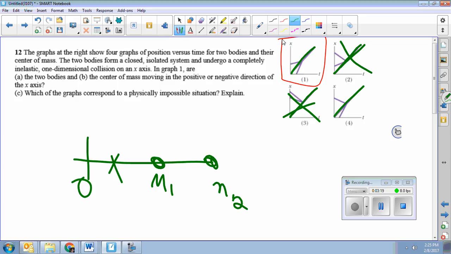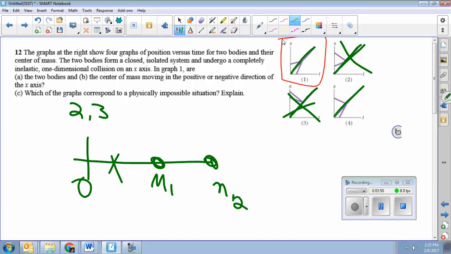Okay. So I think graphs 1 and 4 are good, right? Does that make sense? All right. So now, in graph 1, are the 2 bodies and the center of mass moving in a positive or negative direction? So the center of mass is clearly moving in a positive direction, and both of my 2 masses, because those are both positive slopes, are moving in a positive direction. So A is positive, B is positive, and then which ones are impossible is 2 and 3.